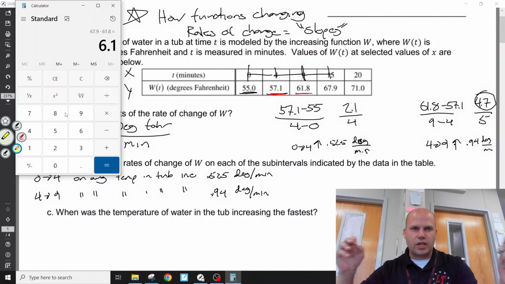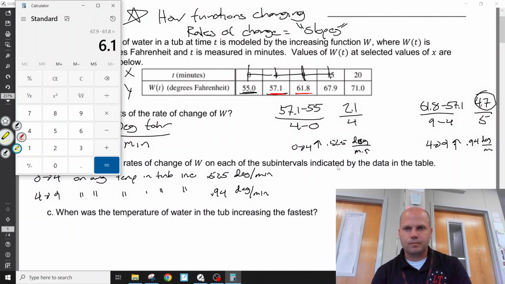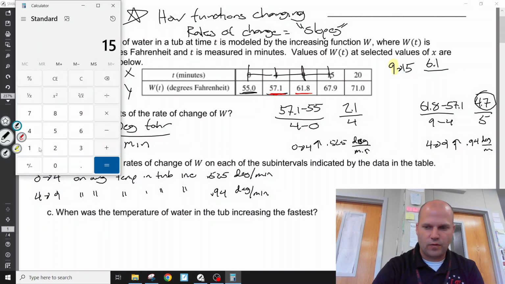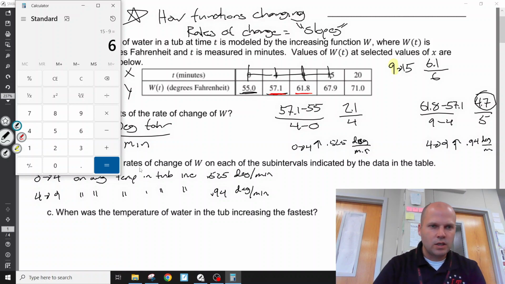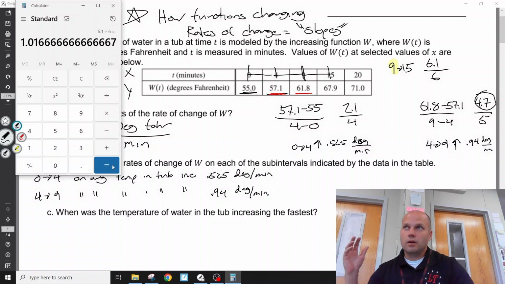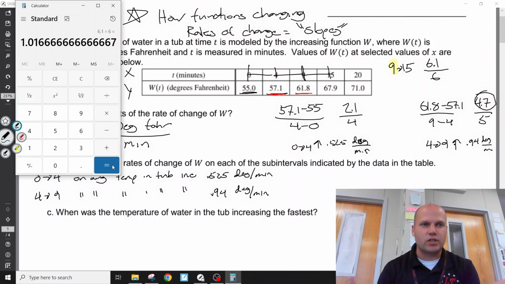I increased 6.1 degrees Fahrenheit. I'll do the work over here. This is from 9 to 15. I increased 6.1 degrees Fahrenheit over an interval of 6. To find that, you could do 15 minus 9 to get 6. Over an interval of 6 minutes, 6.1 degrees over 6 minutes is 1.016. We'll just go 3 decimal places. Degrees per minute on average, okay?